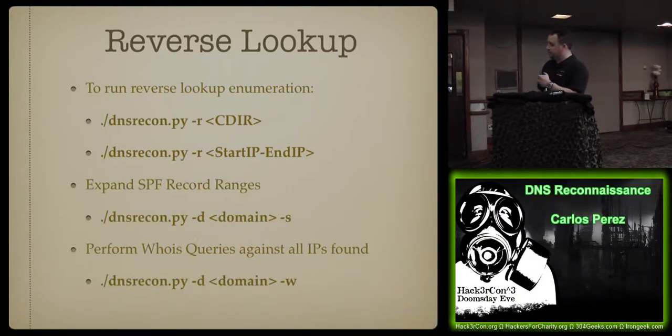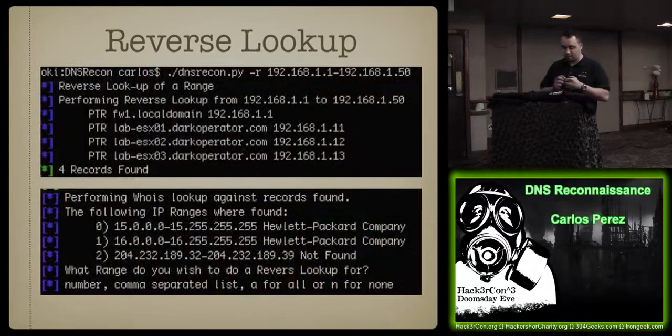For DNS records, I can do -r and give it a CIDR, or I can give it a start IP dash end IP. I can also do reverse lookup against all of the SPF record ranges with the -s. And if I want to do whois, it's -w. Here's an example where I'm doing this against a range. You can see it running.